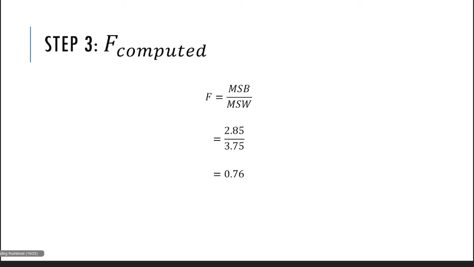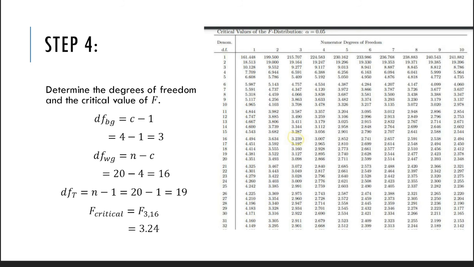And using that, pwede na natin ma-compute yung ating F computed. Wherein ang F computed natin will be our MSW, or the mean squares between group, divided by the mean squares within group. So we'll have 2.85 over 3.75, and we will have there 0.76.